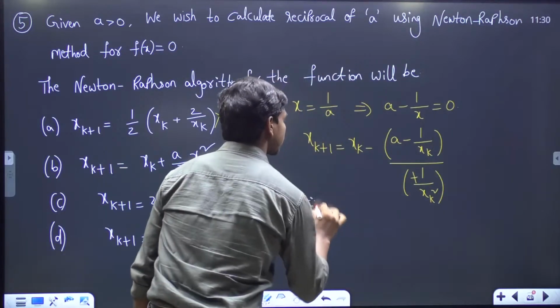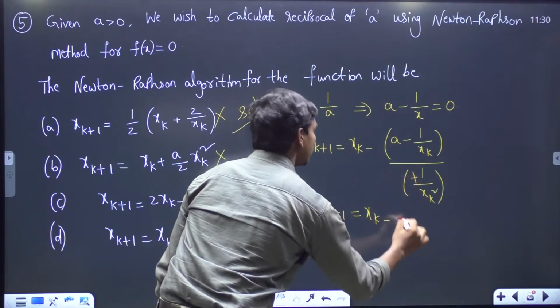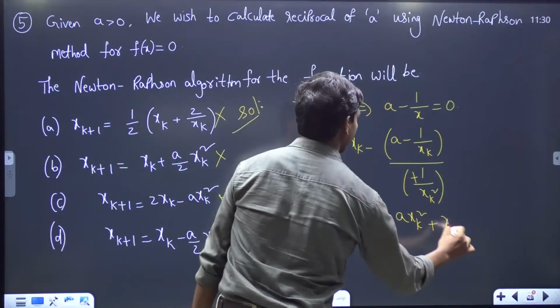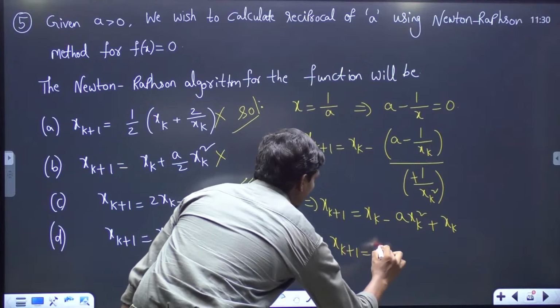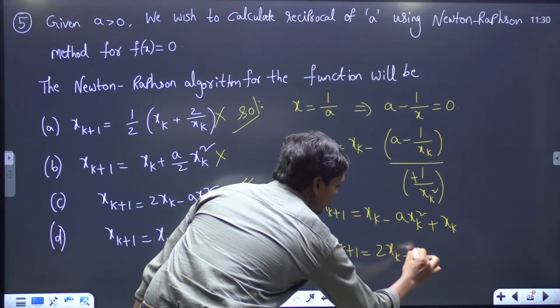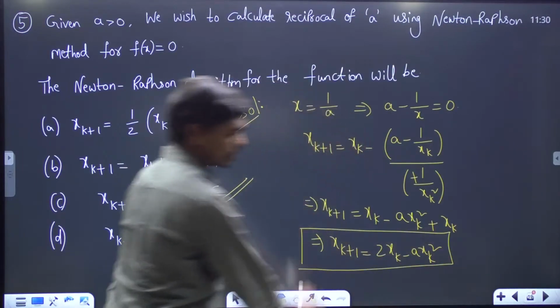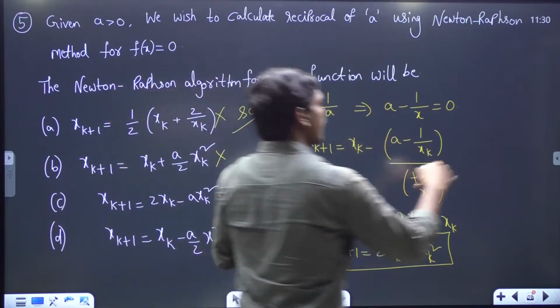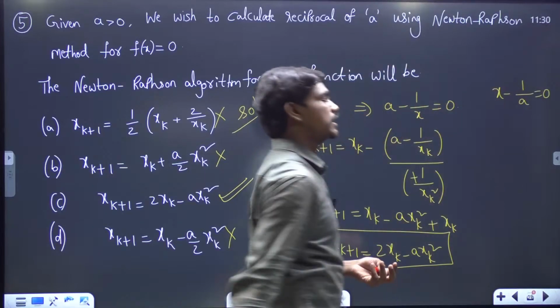So if you see, xk plus 1 is equal to xk minus a into xk square plus 1 xk again. So this is xk plus 1 is equal to 2xk minus a xk square, which is the iterative formula. But one important thing is what I am going to tell you now. Why have I not taken x minus 1 by a is equal to 0? This could be the question to all of you.